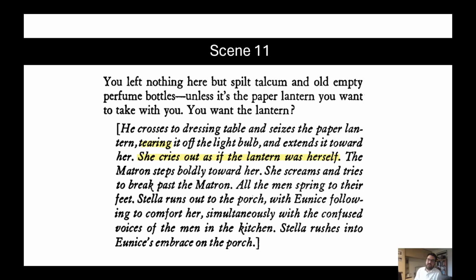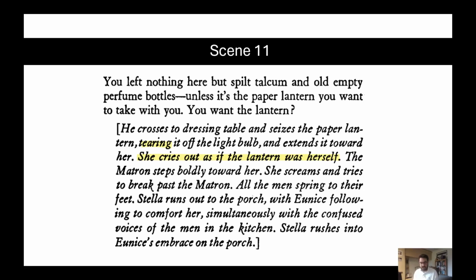It says here that she cries out as if the lantern was herself. Now, this really heightens not only the physical impact of this, but the metaphorical impact of it. The paper lantern almost becomes an anatomical extension, a physical extension of Blanche. And again, so much melodrama imbued into such an event of tearing down a paper lantern. And this again points to the neurotic excitability of Blanche. So what's really important in scene 11 is that the lantern almost becomes a physical, anatomical extension of Blanche herself. It also points more subtly to the differences between Stanley and Mitch.